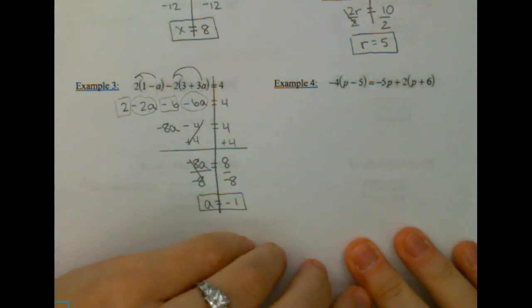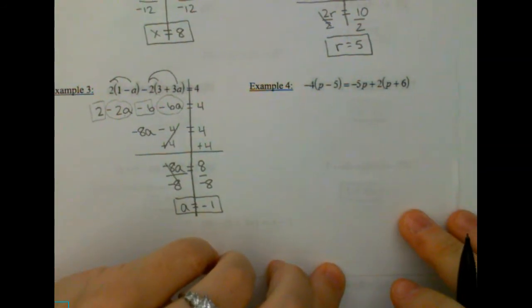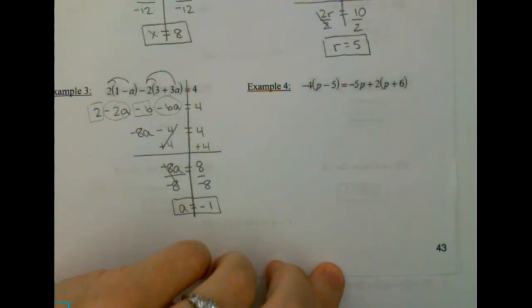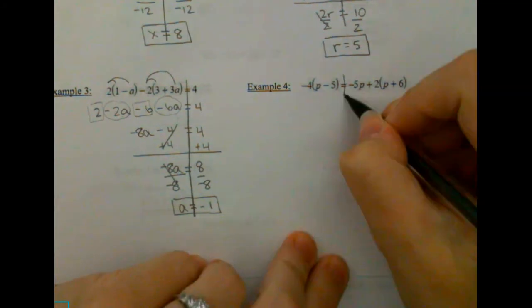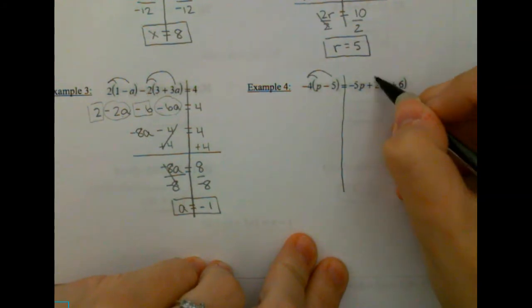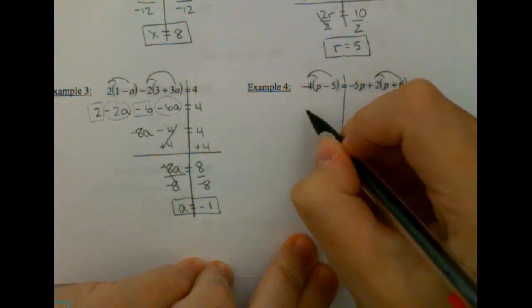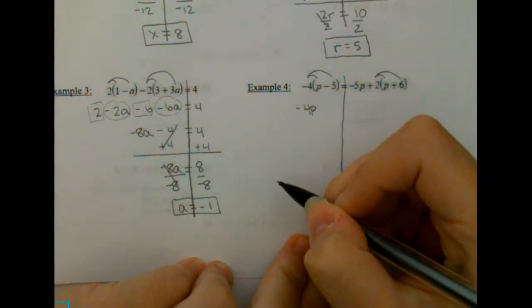And then the last example is similar. We've got 2 parentheses like in example 3, but now it's 1 on each side. So the same thing, we still draw our line, and we're still going to have to distribute both these sets of parentheses first. So -4 times p is -4p.